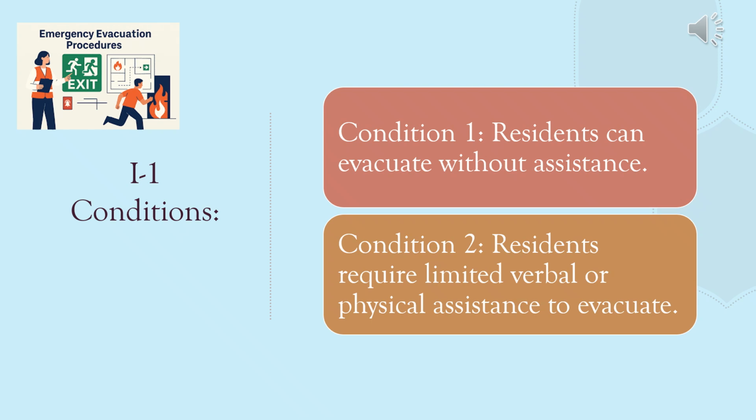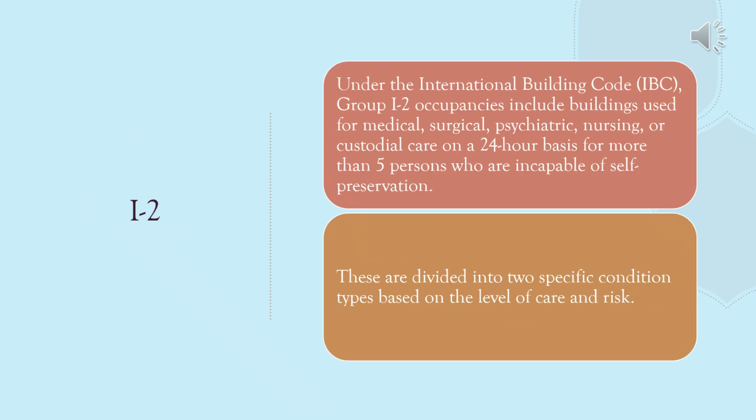Group I1 Condition 1: residents can evacuate without assistance. Condition 2: the residents require limited verbal or physical assistance to evacuate. Again, the key is proper evacuation and self-preservation. So let's talk about I2.